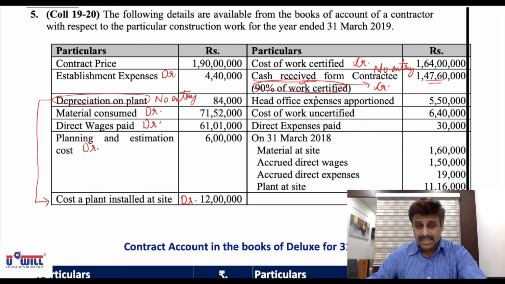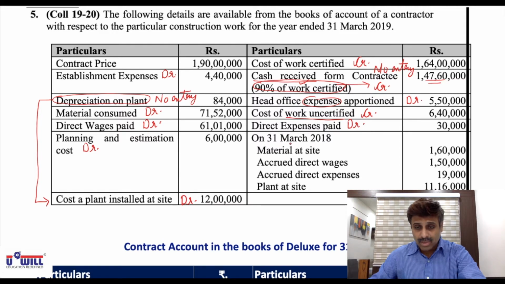Head office expenses apportioned, so expenses will come on the debit side. Head office expenses apportioned is like administration expenses. As I said, one builder may be running 5-6 projects. So whatever administration and head office expenses are there will be apportioned to each and every project. So in that particular contract, the expenses apportioned or allocated will come on the debit side. Then work uncertified will come on the credit side. Then direct expenses paid will come on the debit side.